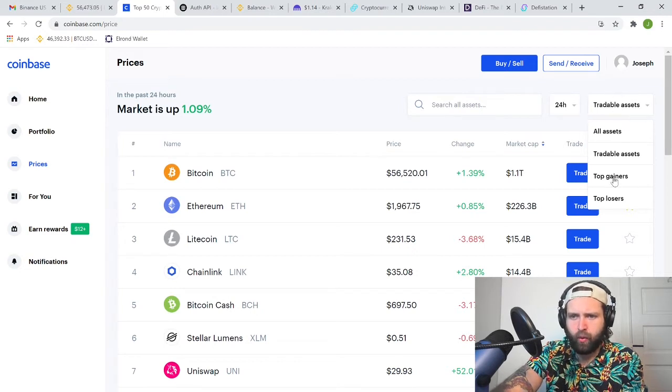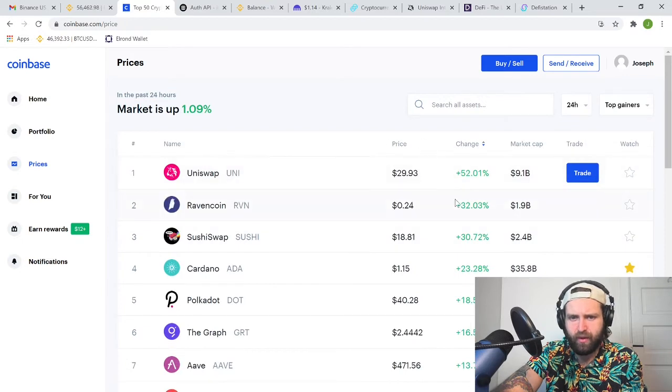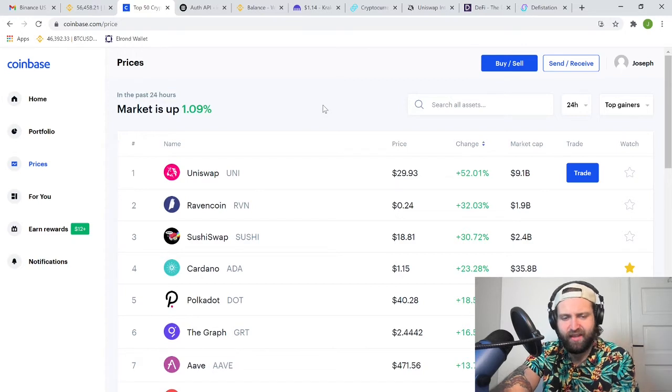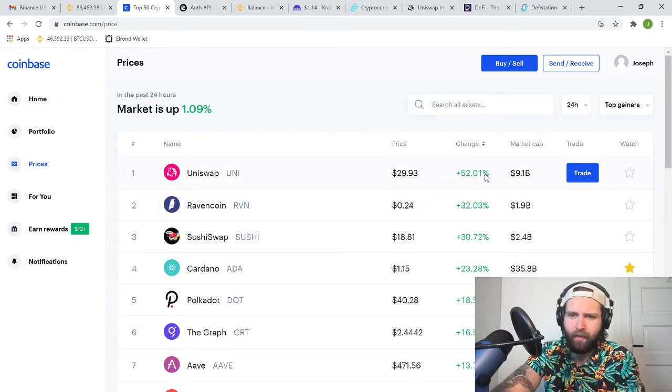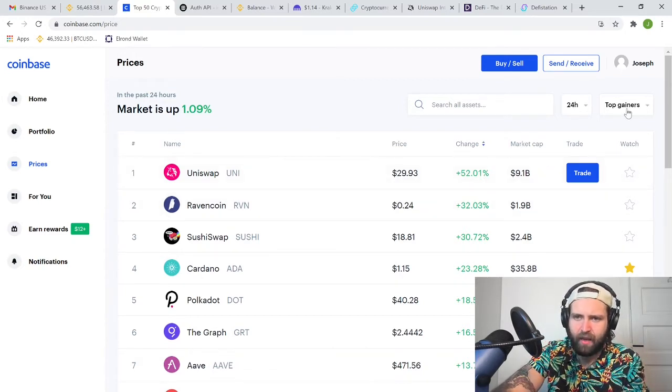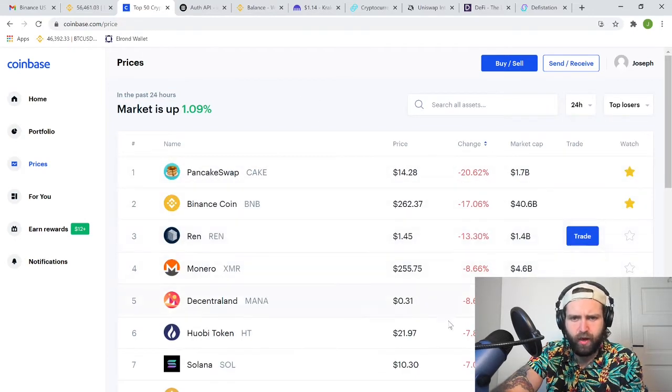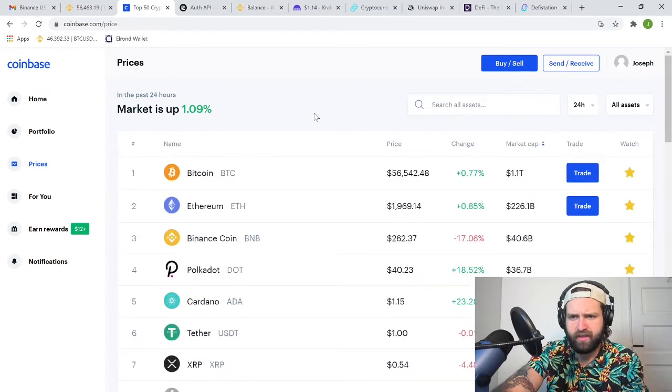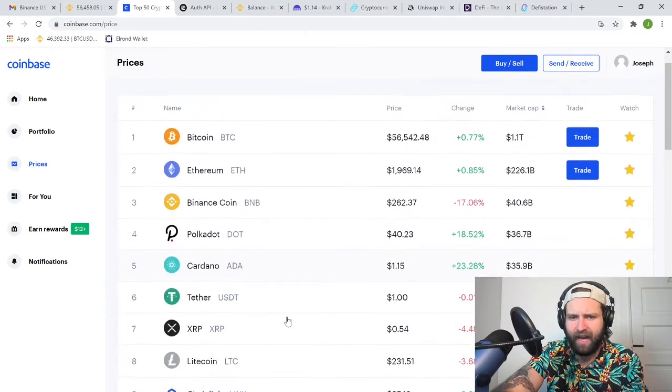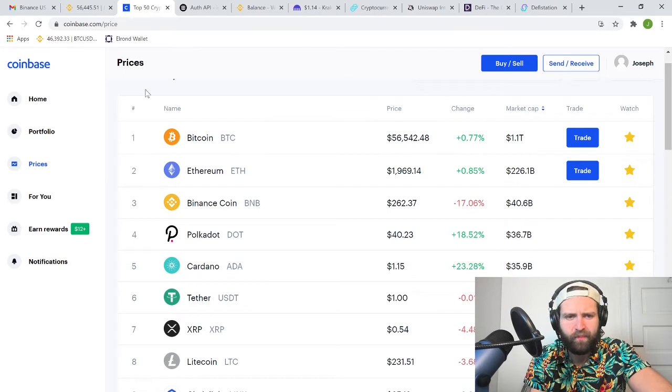You can go to top gainers, so I can see who's doing the best. And right now it's Uniswap, which is a decentralized exchange I'm going to do a separate video on. And you can see that they're at that highest gain percentage. And then top losers, you can see those as well. So it's just a better way for you to understand what's going on in the space as a whole. And if you click all assets, that will show everything, including the ones that I may have added that aren't available on Coinbase, but I favorited anyway to stay on top of.